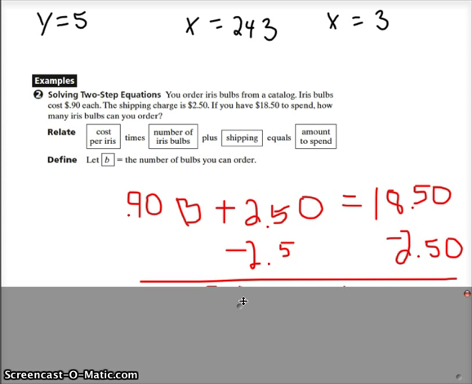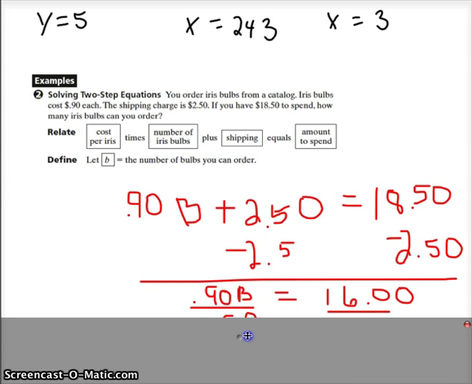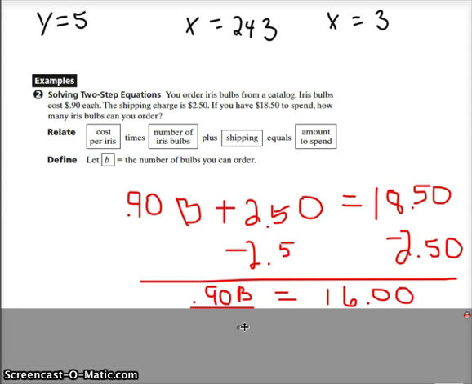If you want to think about it, we are going to have how much money to spend on bulbs, because whether we ordered 100 bulbs or 1 bulb, we have these shipping charges we have to pay for. So we're going to take that money away from the total amount that we have to spend, which was $18.50, and we're left with $16 to spend just on bulbs.